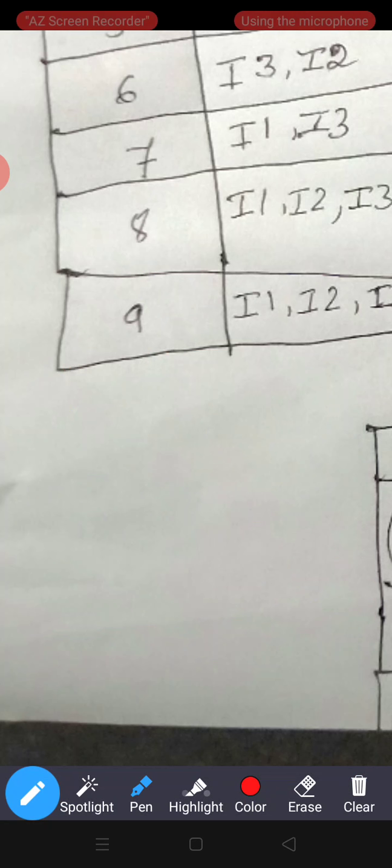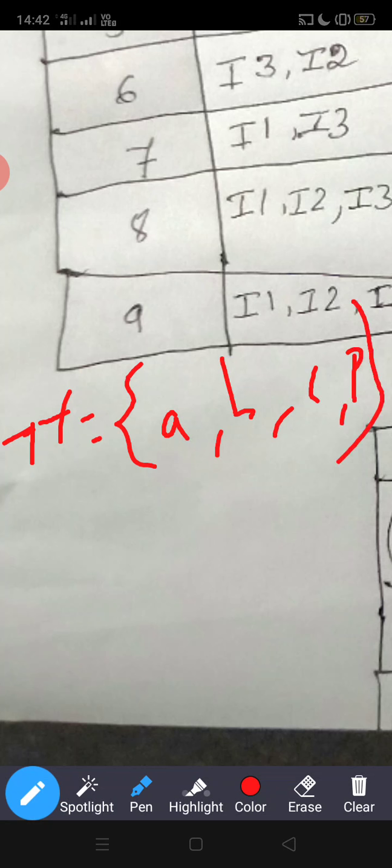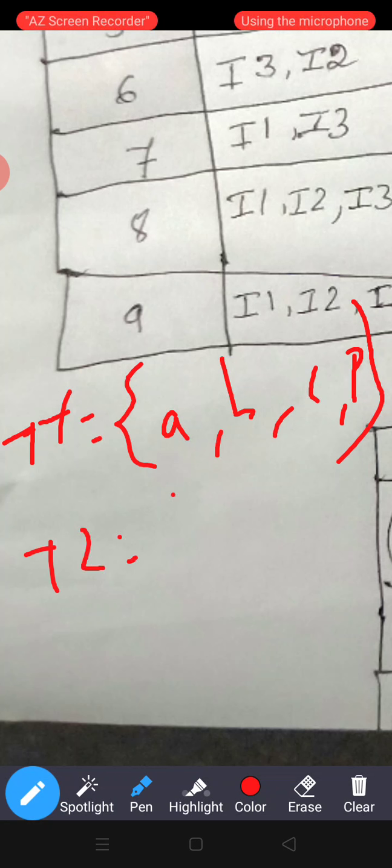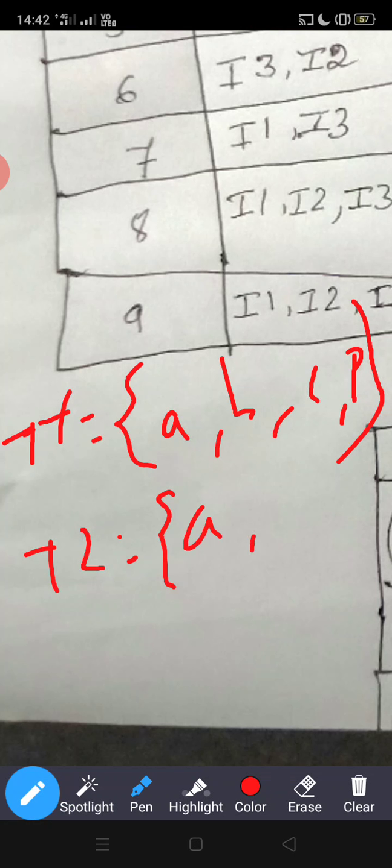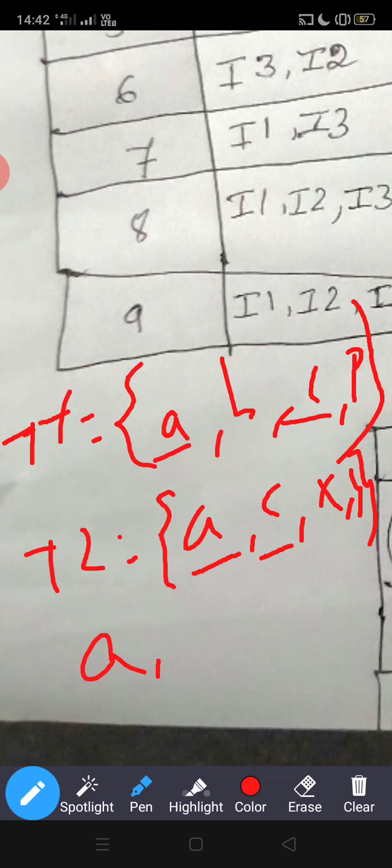Another example. Suppose one transaction T1 contains A, B, C and P. The second transaction T2 contains A, C, X, Y. If you observe, no doubt both are item sets, but A is available here and here also, and C is available here and here also. A and C are called frequent item sets.